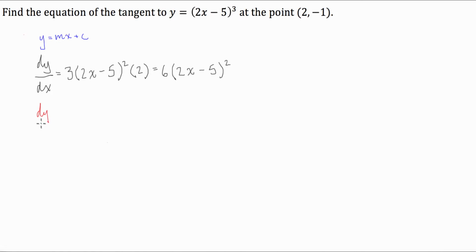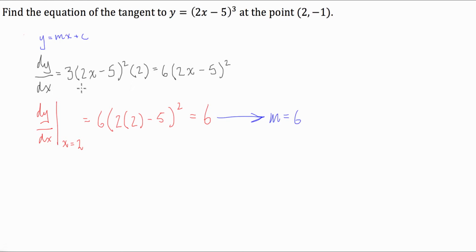So we have dy/dx evaluated at x equals 2. That's going to be equal to 6 times (2 times 2, minus 5) all squared. So 2 times 2 is 4, minus 5 is -1, squared is +1, times 6 is just 6. So what we get from that is that m is equal to 6.